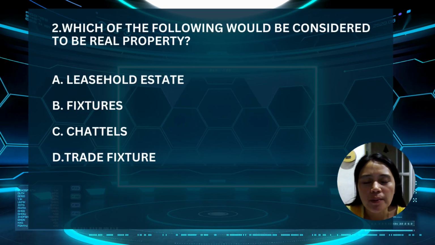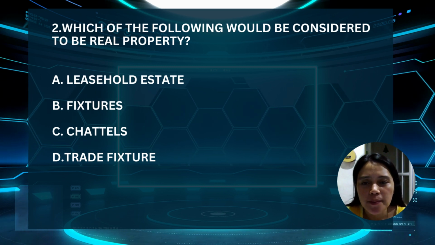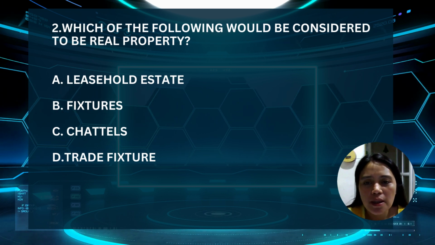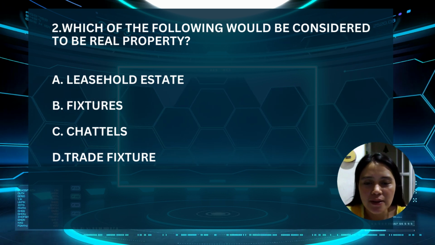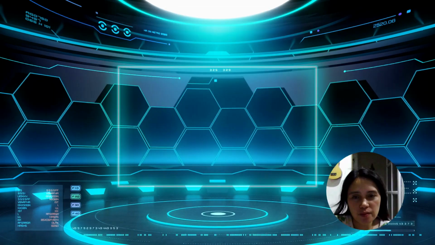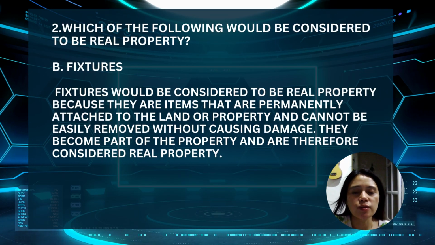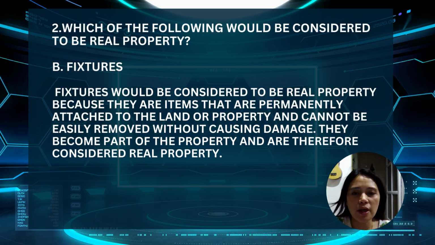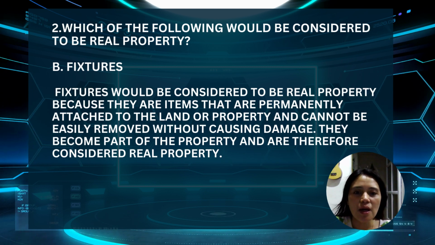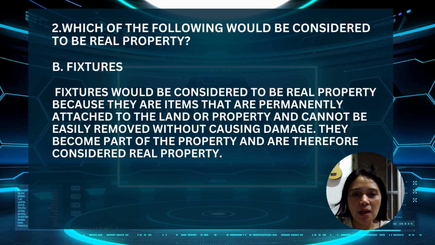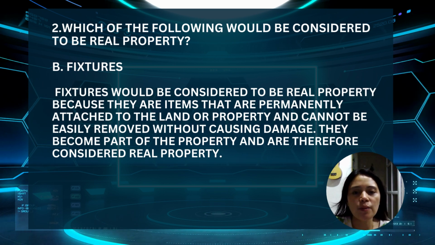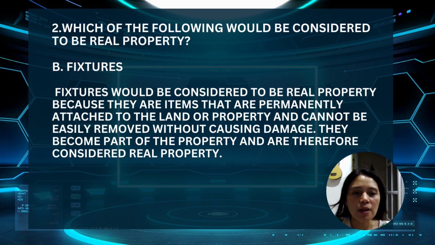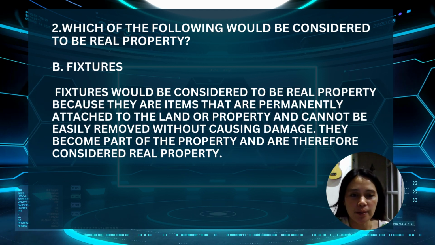Which of the following is considered to be real property? A. Leasehold estate. B. Fixtures. C. Chattels. D. Trade fixtures. The answer is fixtures. Fixtures would be considered to be real property because they are items that are permanently attached to the land or property and cannot be easily removed without causing damage. They become part of the property and are therefore considered real property.